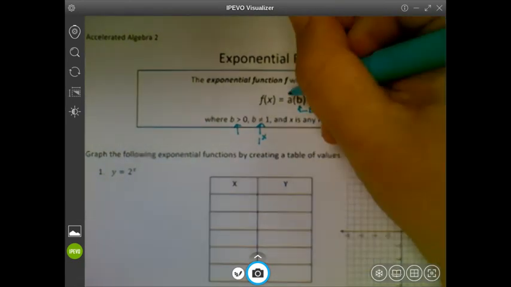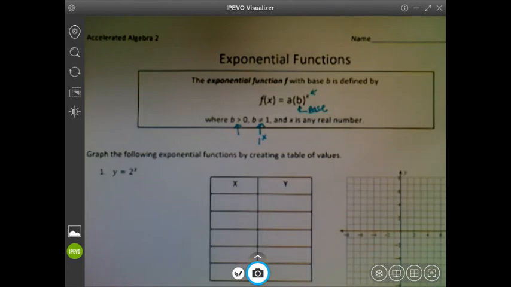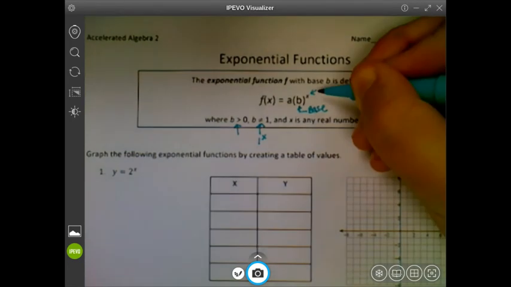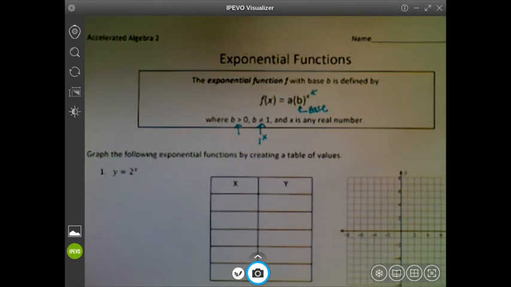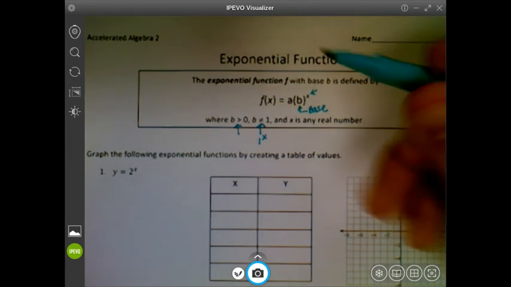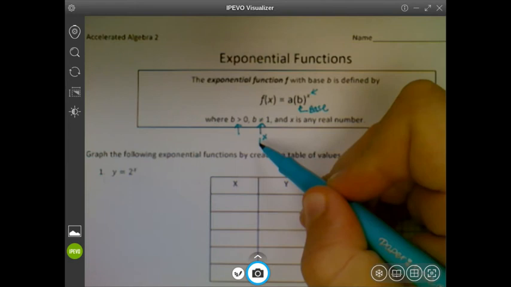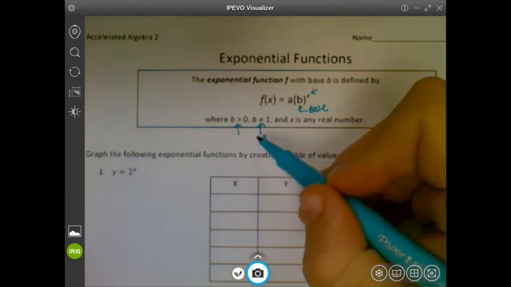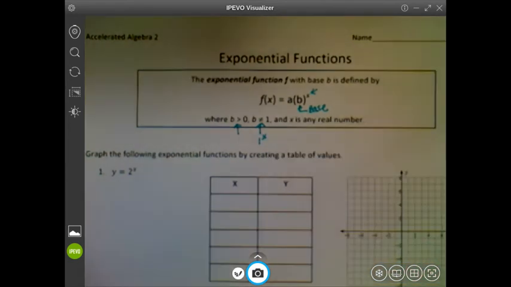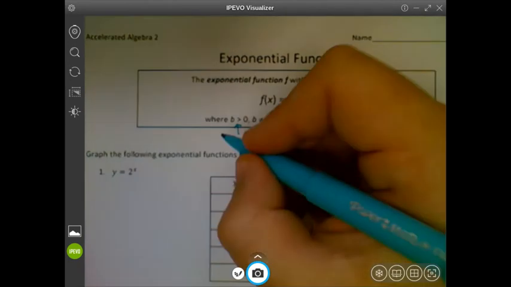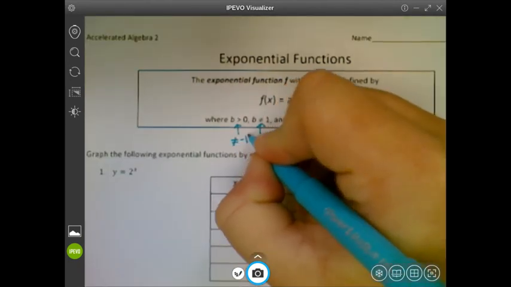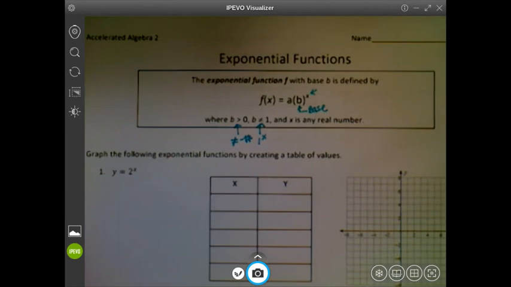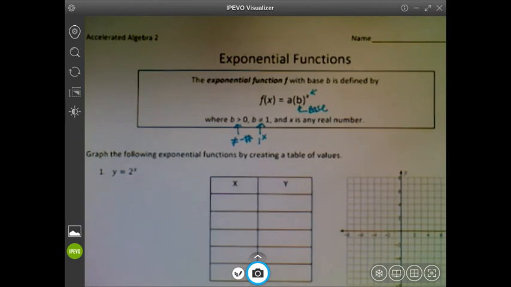This a value is just some number in the front, just a constant being multiplied. There could also be some adding or subtracting happening here as well. And all that's going to do is shift your exponential function in different directions. But the main thing here is b can't be 1 because 1 to any power is just equal to 1, which is super boring. And it can't be negative because with a negative number being raised to a power, it would just jump back and forth between positive, negative, positive, negative, positive, negative.